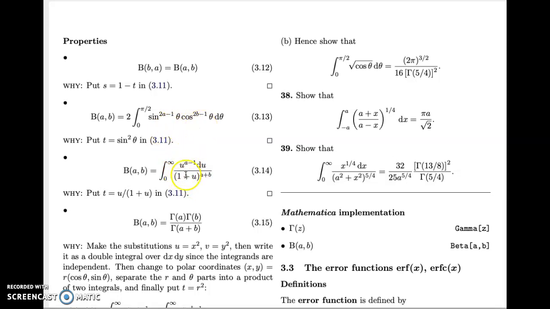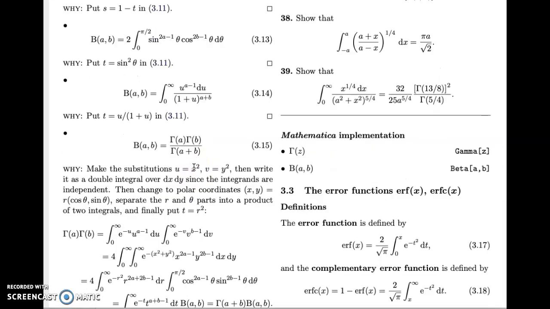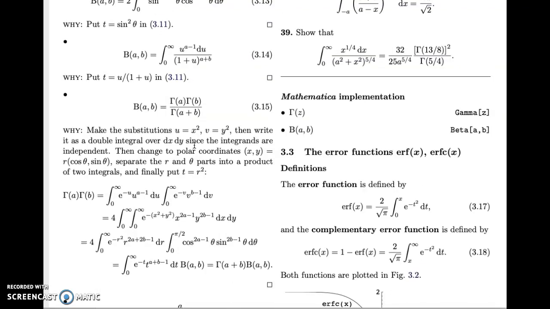what look like fairly simple integrands, but because a and b can be fractions, these would normally be difficult integrals to do, and you need a special function to give you an answer in closed form. And then finally, this sort of alternative definition of the beta function in terms of the gamma function. So this we're going to prove because it is actually quite an interesting formula to prove.